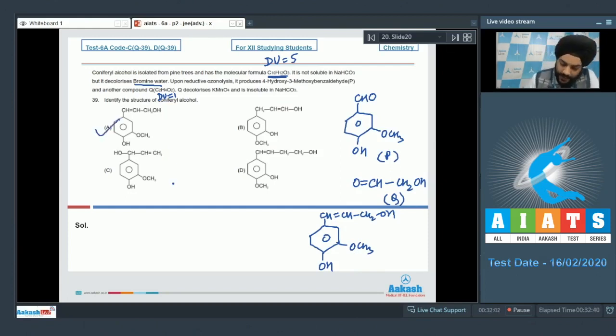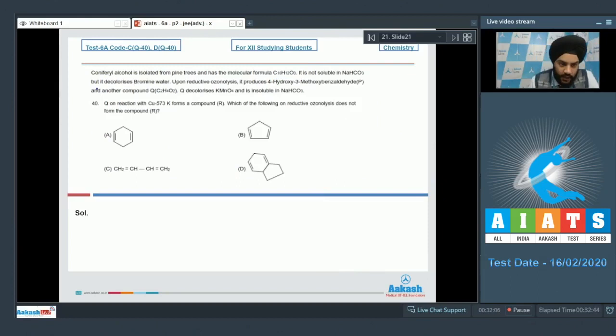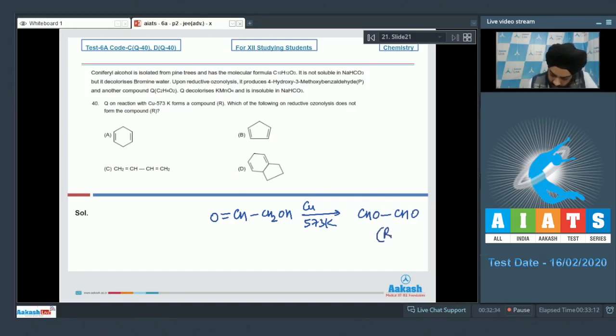Let us look at the last question for this paper, students. Question number 40. Q on reaction with copper at 573 Kelvin forms a compound R. Which of the following on reductive ozonolysis does not form the compound R? So students, the compound Q was this compound, and when it is allowed to react with copper at 573 Kelvin, the alcohol will be converted into aldehyde. There will be dehydrogenation and we're going to obtain glyoxal. So this is the compound R.